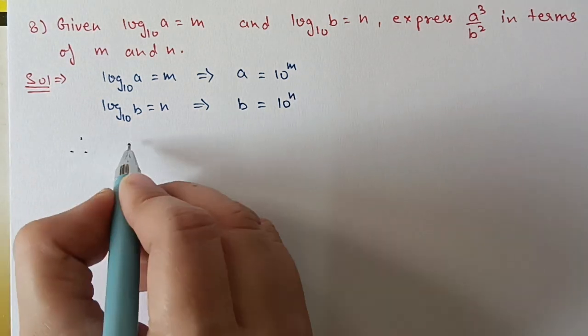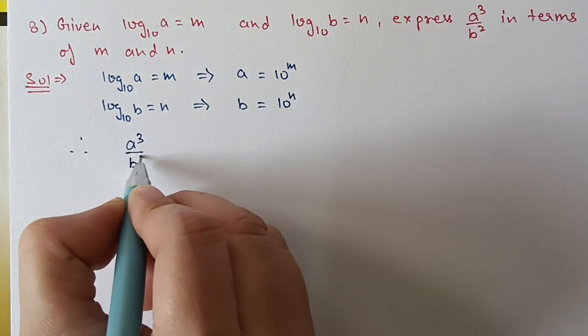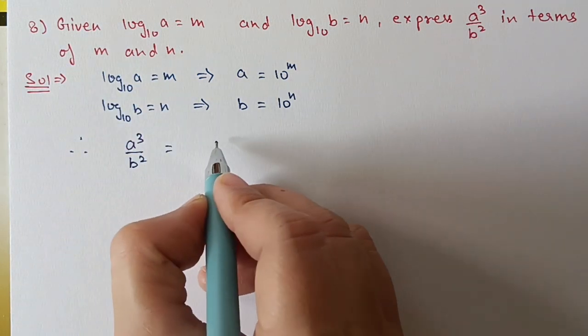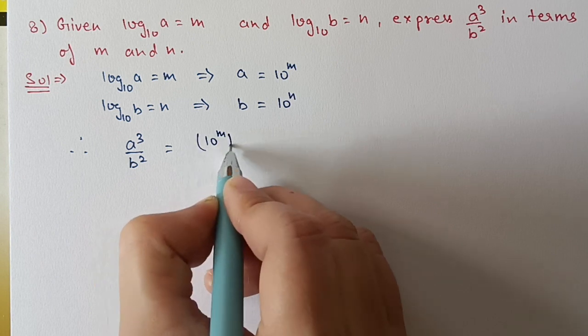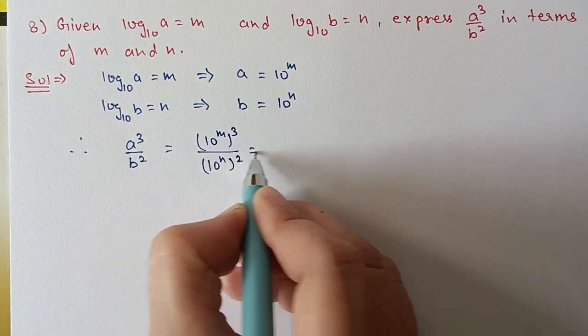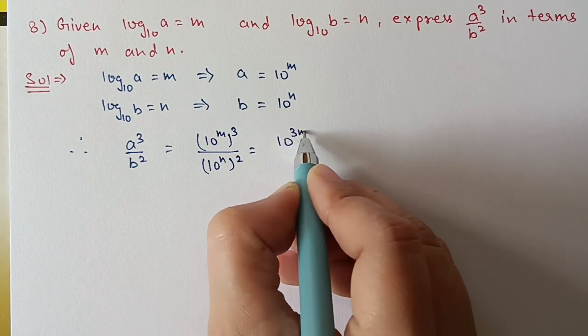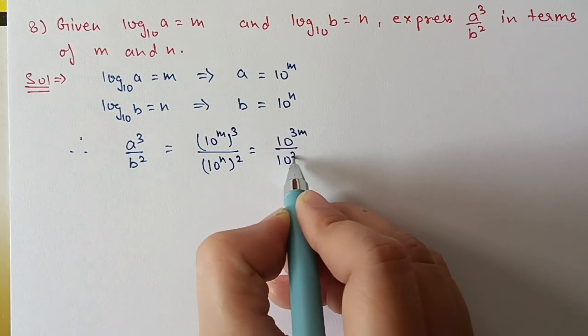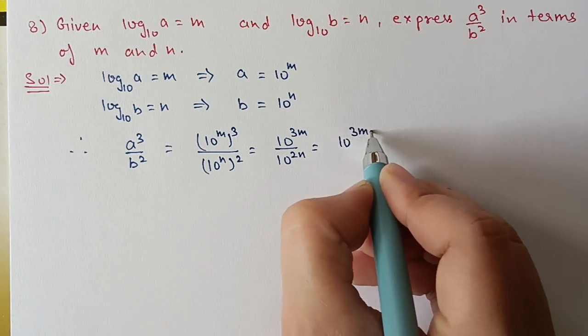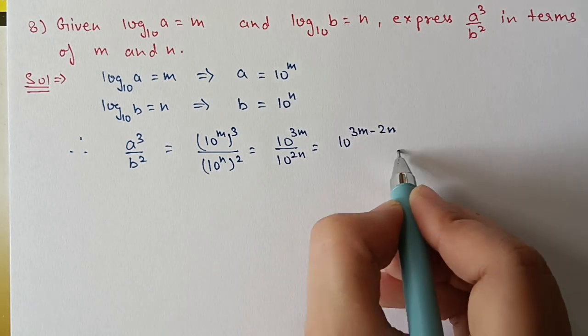Now we have to change a cube upon b square into terms of m and n. A we can write as 10 to the power m whole cube, and this is 10 to the power n whole square. So 10 to the power 3m divided by 10 to the power 2n, and division means power we have to subtract. So 3m minus 2n.